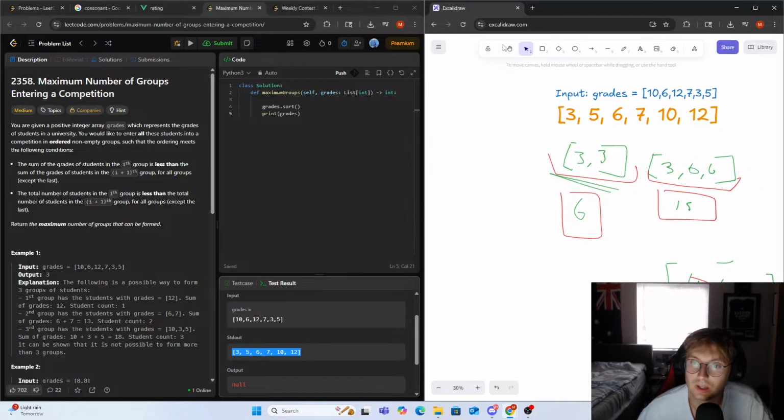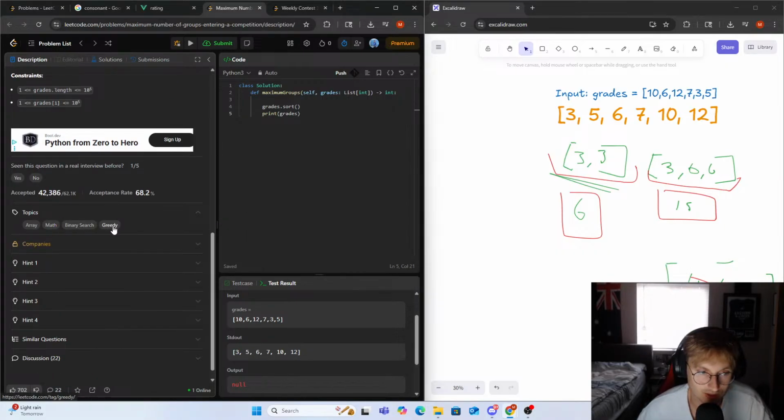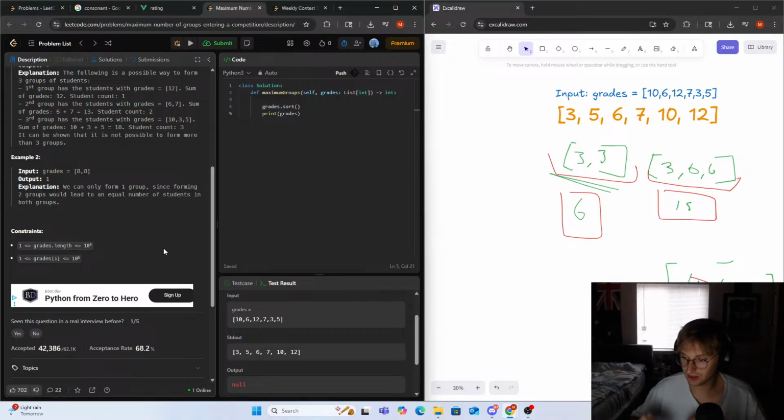I'm going to take a look at the topics. Okay, it is greedy, right? I was thinking about it. It is a greedy problem. We've got a binary search topic here too. Maybe some sort of modified binary search. I'm not the best with binary search problems. I really do struggle to think about them, so I don't think I'm going to get the intuition for the binary search here.